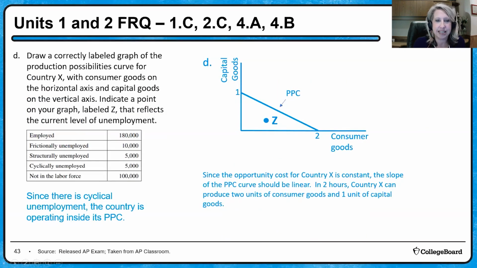All right, how about part D? Well, this is an interpret question, right? We have to figure out where we are on our PPC. Since there's cyclical unemployment, it means that our actual unemployment rate is greater than our natural rate. That means we're in a recessionary gap. We draw a correctly labeled PPC. A point inside the curve indicates some of our resources are unemployed. I drew a constant PPC because we're told that the opportunity cost is constant.